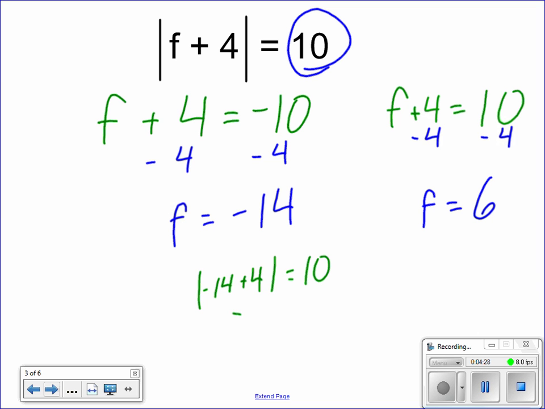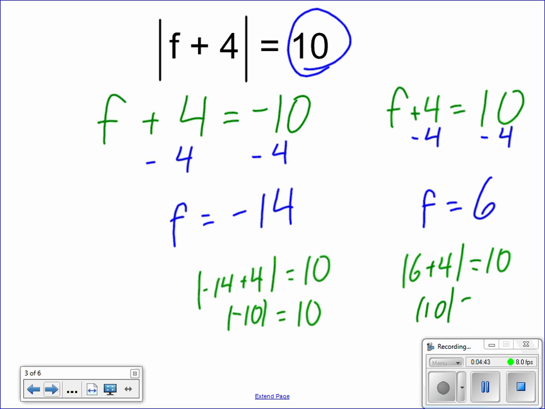Negative 14 plus 4 is negative 10. And the absolute value of negative 10 is 10. Right? So 6 plus 4 is 10. And the absolute value of 10 does equal 10. So you see both those work.